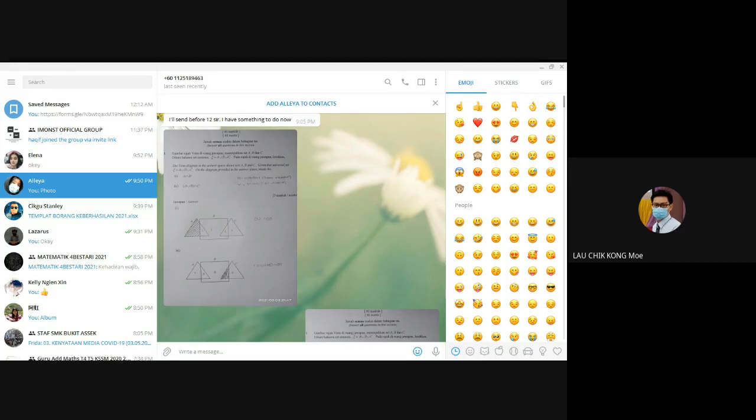So this question is 3 marks. Number 1 is 1 mark, number 2 is 2 marks, because we have two operations here. So 2 marks. Okay, all right. So your answer is correct, Aliyah. Okay, next.